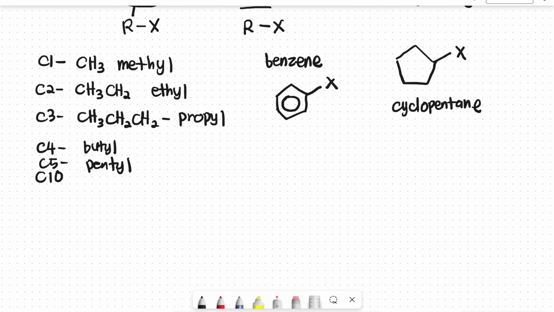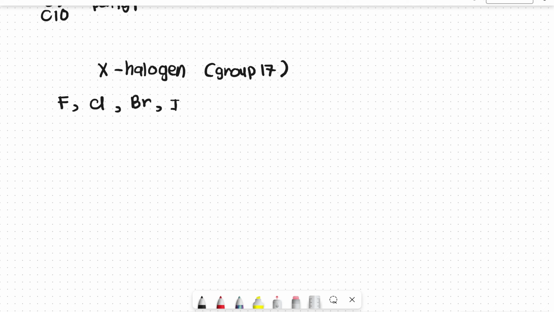Now X refers to halogen. So what is halogen? Halogen is group 17 in the periodic table, where this halogen can be either F, followed by Cl, followed by Br, followed by I. The reactivity increases from fluorine to iodine: fluorine, chlorine, bromine, and iodine.